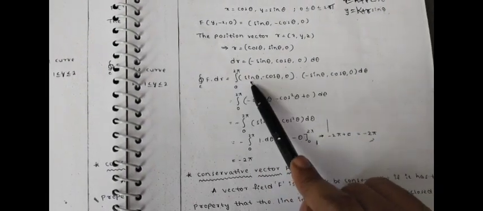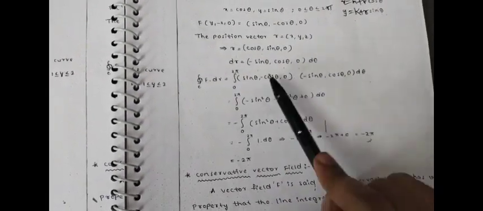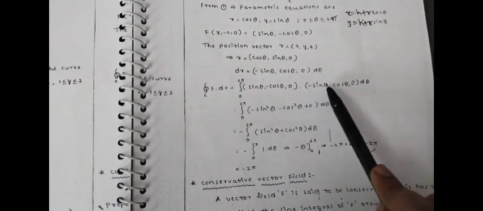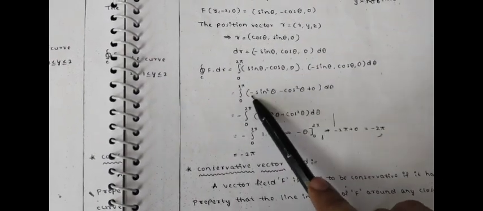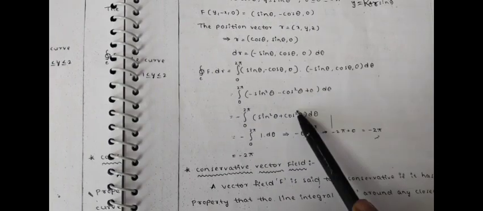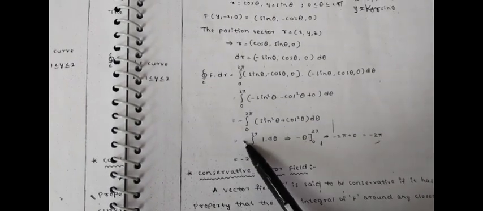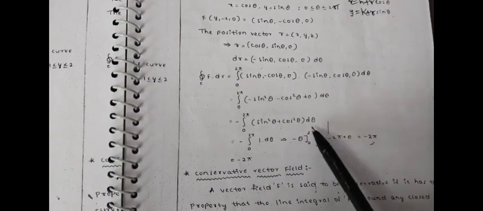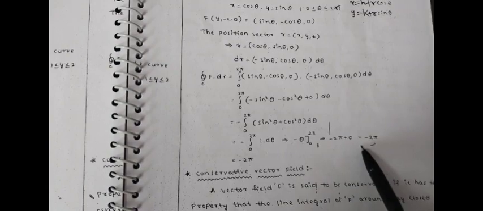So line integral, substitute f dot dr values, again sine into sine, sine square, here minus, minus, plus minus cos into cos, minus cos square theta plus 0. Again minus taken as common, sin square theta plus cos square theta is 1. So integration of 1 is theta, minus take it as it is, whose limits are 0 to 2 pi. When you are substituting upper limit minus lower limit, then you can get minus 2 pi, which is the line integral for the given field.